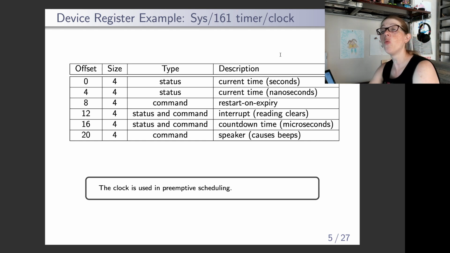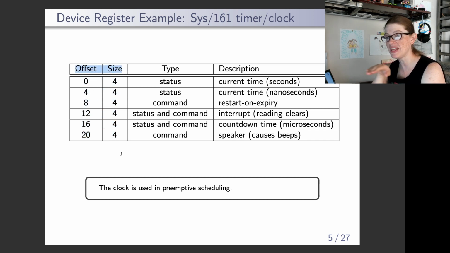So this is one example of a device. Now you'll notice I didn't really talk about the offset and size fields here. We will revisit what these are for in a bit.